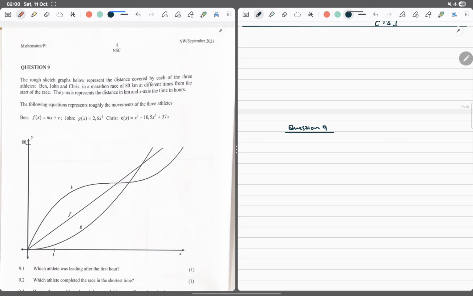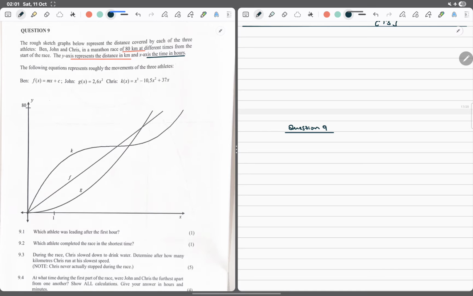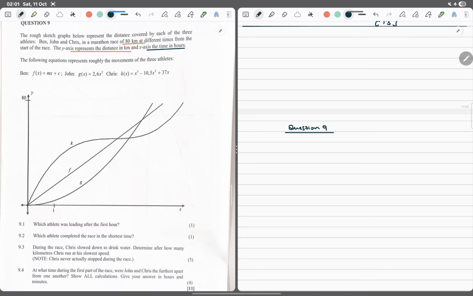Question 9 says, the rough sketch graphs below represent the distance covered by each of the 3 athletes, Ben, John, and Chris, in a marathon race of 80 kilometers at different times from the start of the race. The y-axis represents the distance in kilometers, and the x-axis the time in hours. Okay, cool. So the following equations represent roughly the movements of the 3 athletes. Ben is the straight line equation.